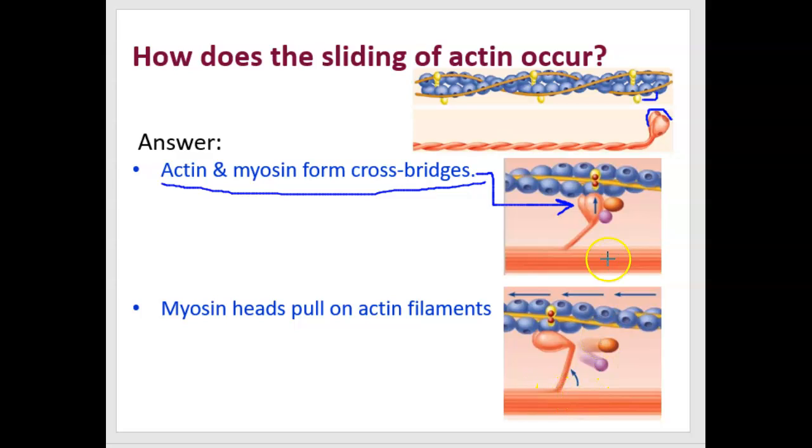Then the next thing that will happen is that this myosin head will kind of tilt. It'll bend. And it's shown down here in the picture in the bottom. And that pulls the actin filament to the left as the myosin head moves to the left.